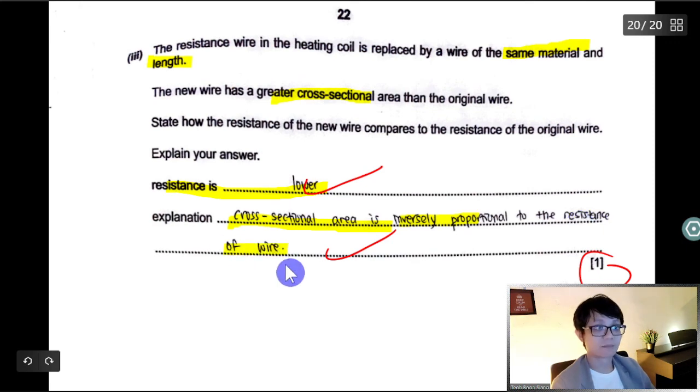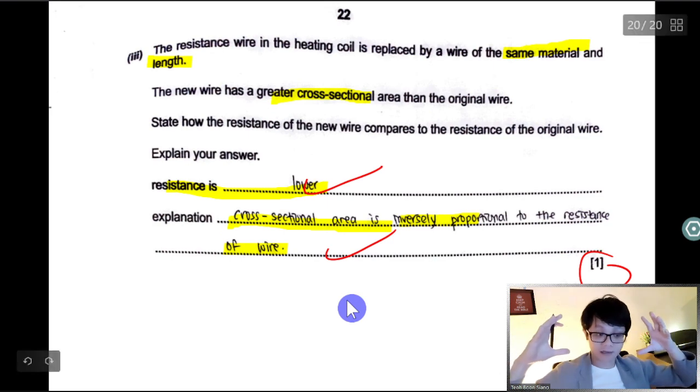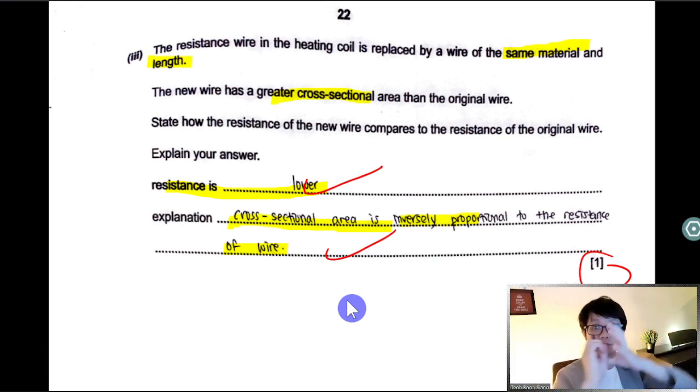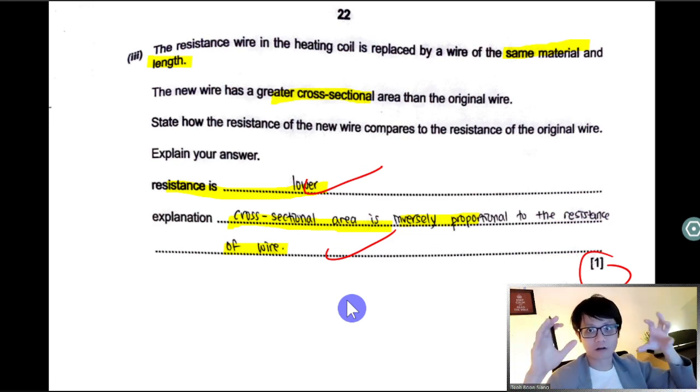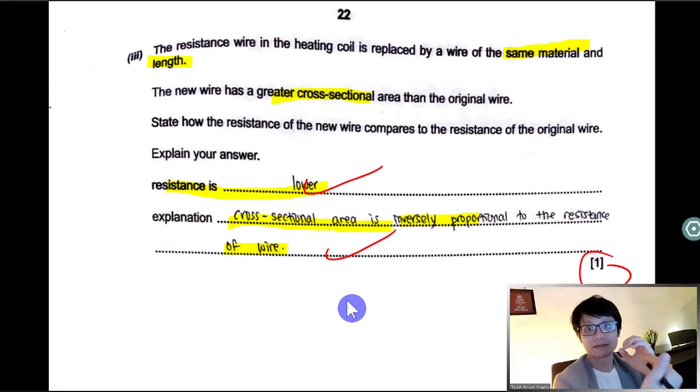It means that the greater the surface area, the lower the resistance. Correct or not? The wire is bigger, then you get less resistance. Smaller, then you get high resistance. So that's why you don't put all your house equipment into the same plug, correct or not? When you put everything into the same plug, there's too much current, but your wire is only this thick, so eventually it will melt and cause a fire outbreak.